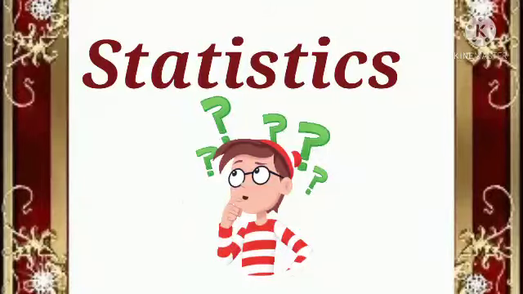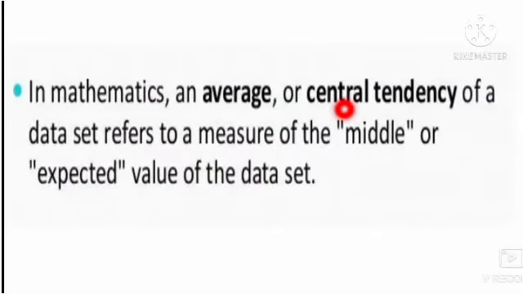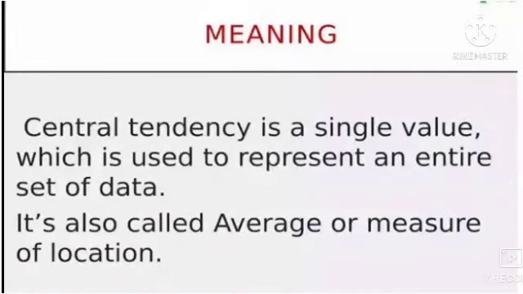Now let us see about the topic statistics. In mathematics, an average or central tendency of a data set refers to a measure of the middle or expected value of the data set. Meaning, central tendency. What do we mean by central tendency? It is a single value which is used to represent an entire set of data. It is also called average or measure of location.